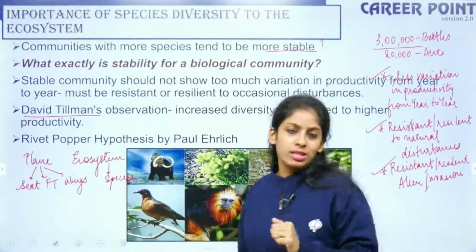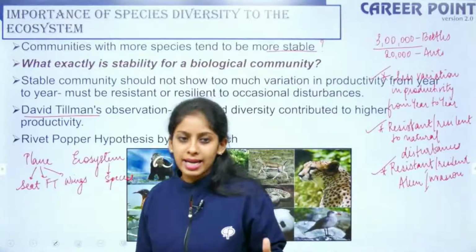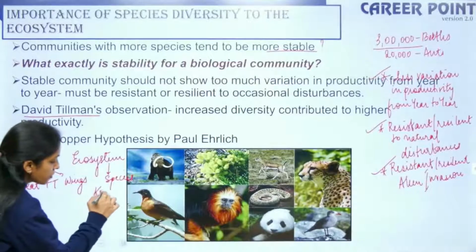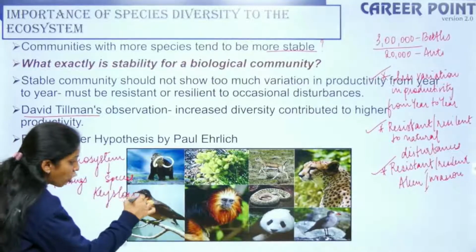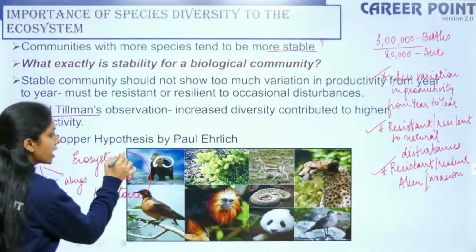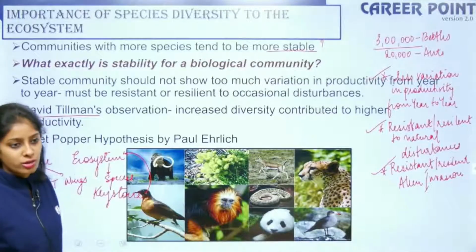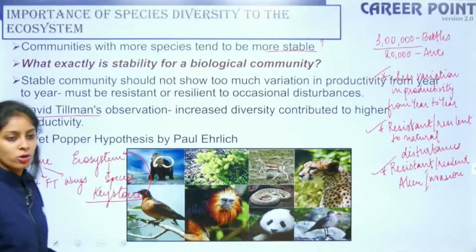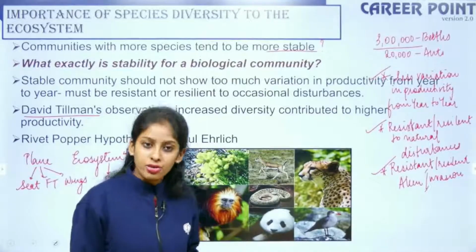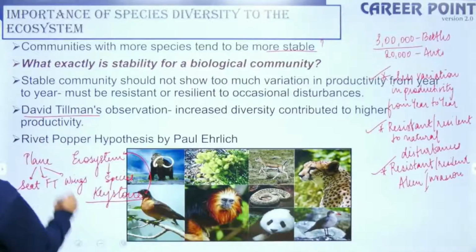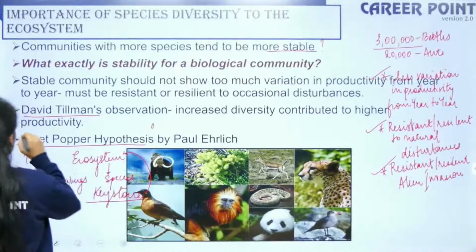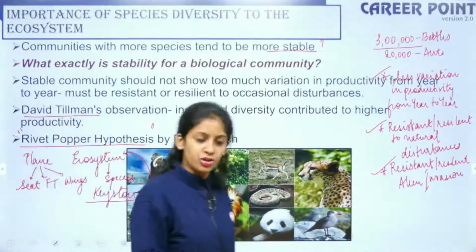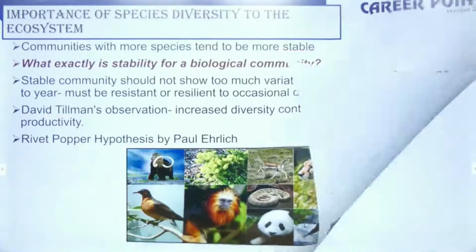Similarly in an ecosystem, if one species becomes extinct, it does not make any difference. But one day when a keystone species becomes extinct, that makes all the difference because it might harm the ecosystem or the productivity of the ecosystem directly. Keystone species are the important species in an ecosystem which make it functional, a structural component. Okay, so this is your Rivet-Popper hypothesis, and this was given by Paul Ehrlich. These are some of the things that you should remember.